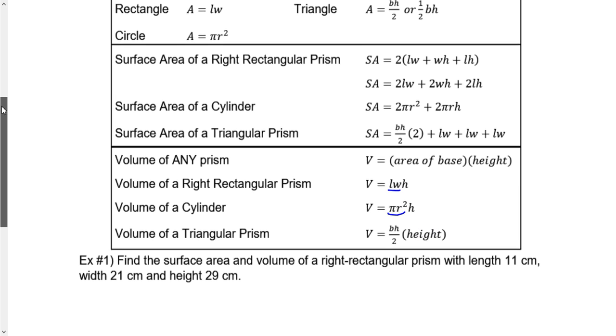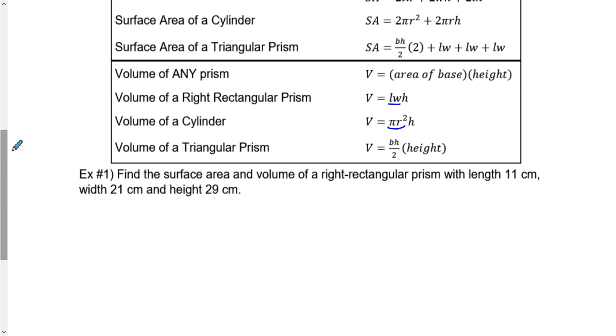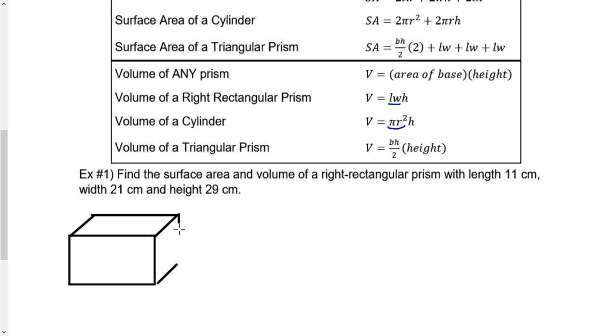So we're going to do a whole bunch of stuff with that. First off, we're going to find out the surface area and volume of a right rectangular prism with length 11 centimeters, width 21 centimeters, and height 29 centimeters. So let's draw out our shape first. I like trying to draw things three-dimensional.